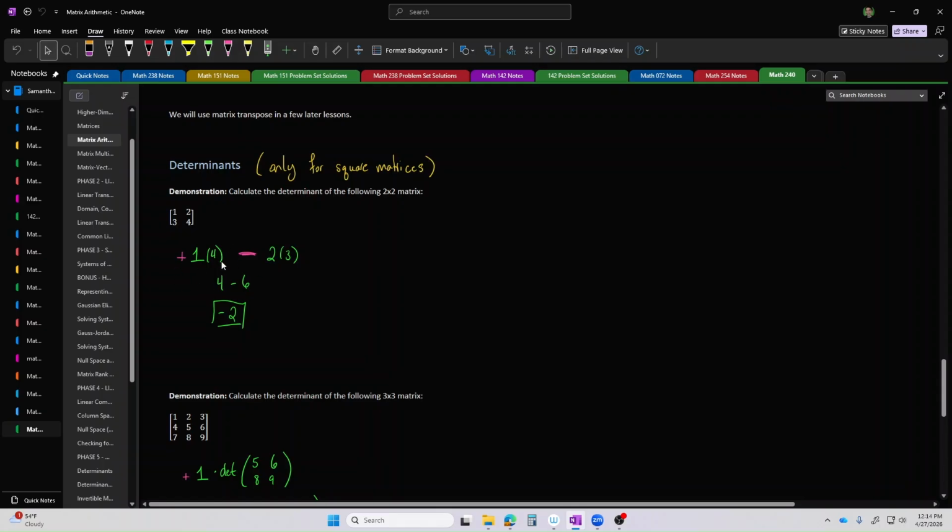So multiply 1 by 4. Then move to the next entry in that first row, the number 2, extract the number 2, then block out the row and the column containing 2. And that leaves behind this 3 in the bottom left corner. So multiply 2 by 3. Then go between the terms and alternate, plus minus. So we have in this case plus 4 minus 6, result negative 2.